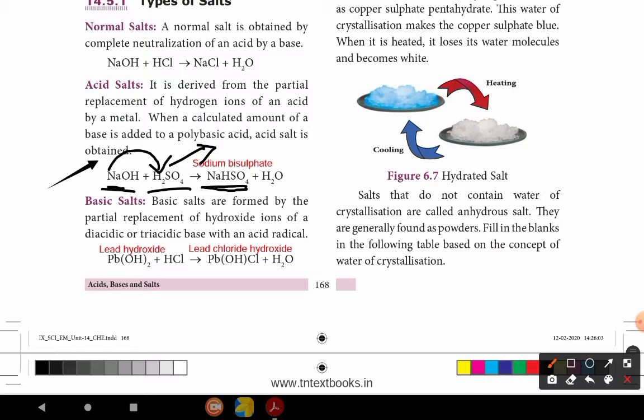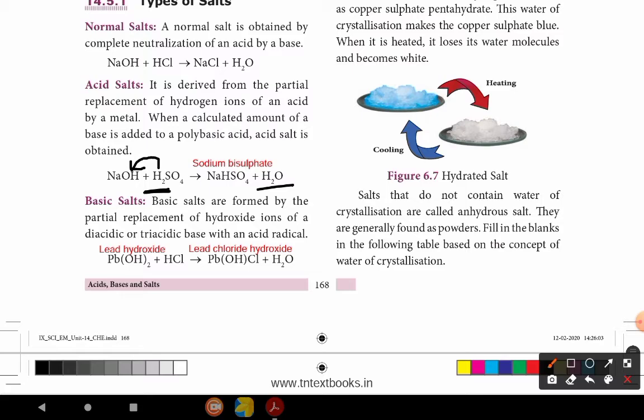எப்படி இந்த வாட்டர் வந்தது? இங்கேருந்து ஒரு H போச்சுங்க, பார்த்தீங்களா? ஓகே, I again do it for you. இங்கே என்ன இருக்குது? இங்கேருந்து ஒரு H போச்சு இல்லையா? இந்த H என்ன பண்ணும்? ஒரு OH இதோடு சேரும். H, OH சேர்ந்தால் என்ன வரும்? வாட்டர். So இந்த வாட்டர் இப்படி வந்தது.